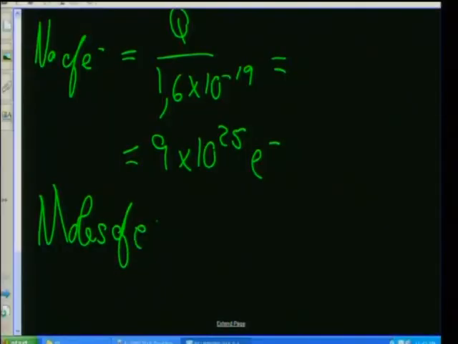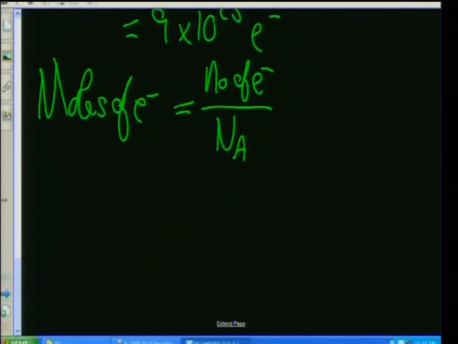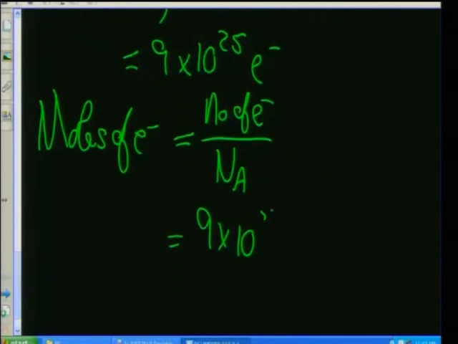If I wanted to say moles of electrons, then I'm going to say the number of electrons divided by the number in 1 mole, which is Avogadro's number. Okay? So I'm now going to take 9 times 10 to the 25, and I'm going to divide by 6,04 times 10 to the 23. Are you happy? Okay.